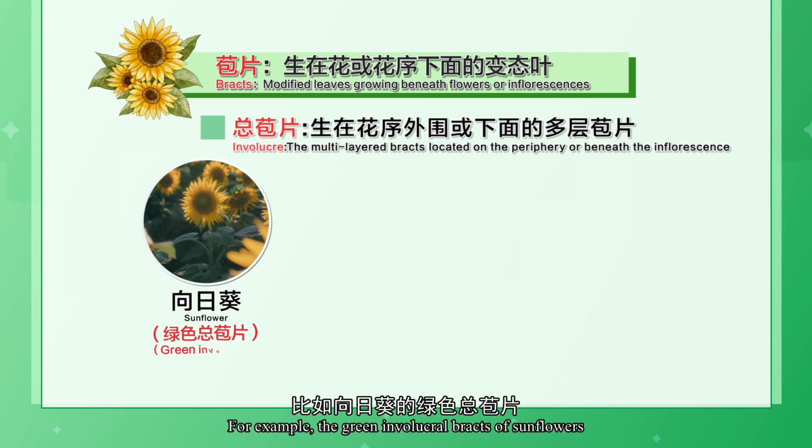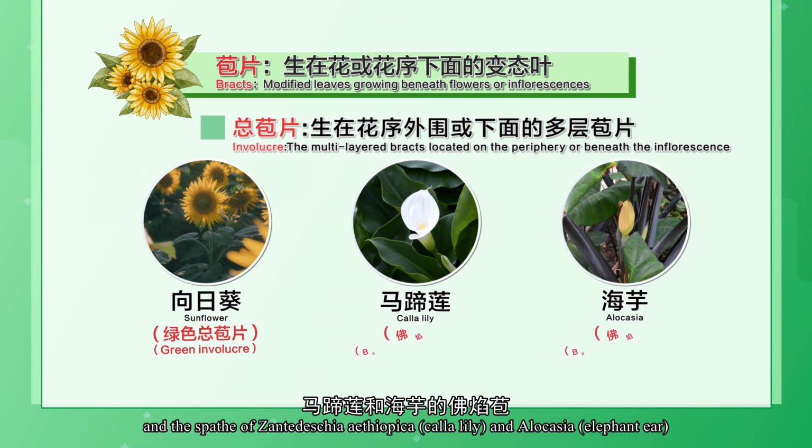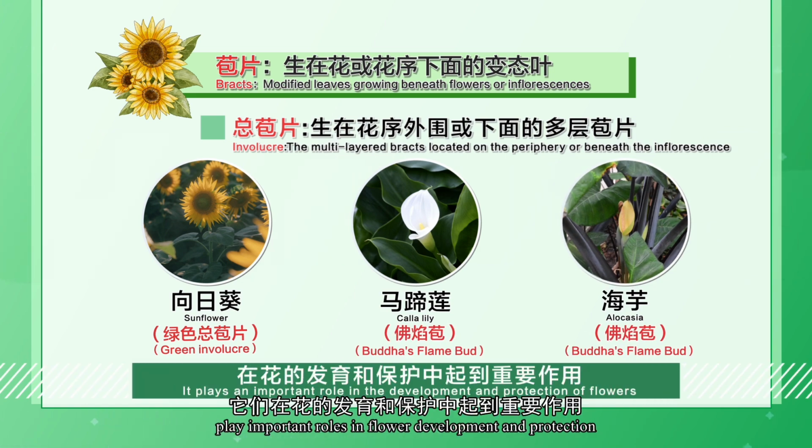For example, the green involucral bracts of sunflowers and the spathe of Zantedeschia aethiopica, calla lily, and alocasia, elephant ear, play important roles in flower development and protection.